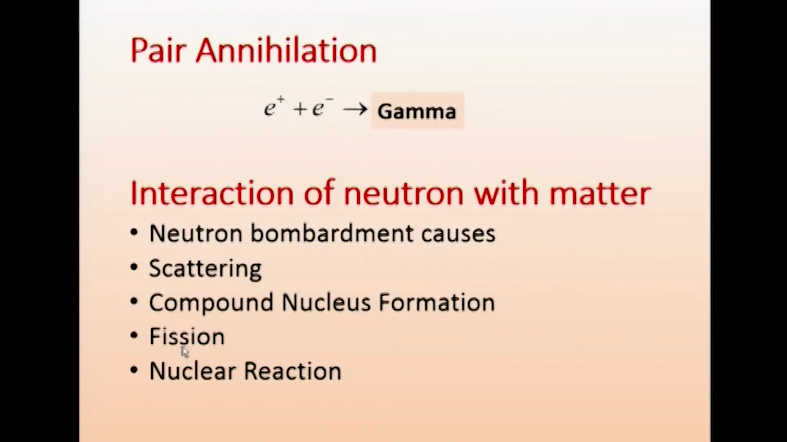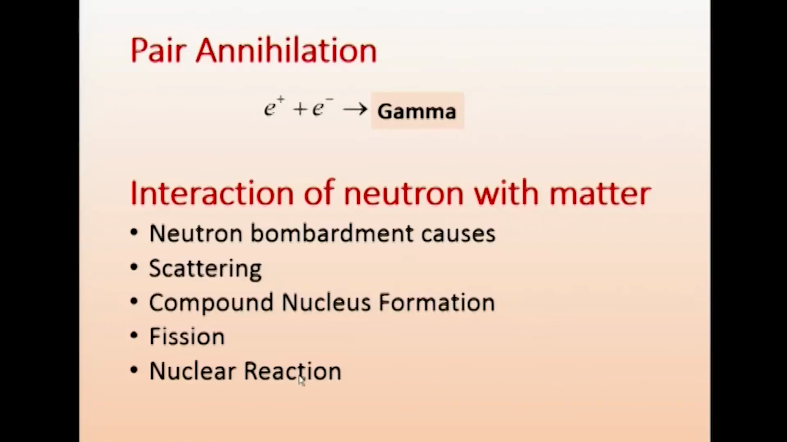Another possibility is that it can cause fission, not in every element. When a neutron enters uranium or thorium, it will cause fission. Then nuclear reaction: a neutron gets bombarded and then it may emit a proton outside. In that case the nucleus itself changes, so we say that is a nuclear reaction. These are the possibilities when a neutron is bombarding matter.